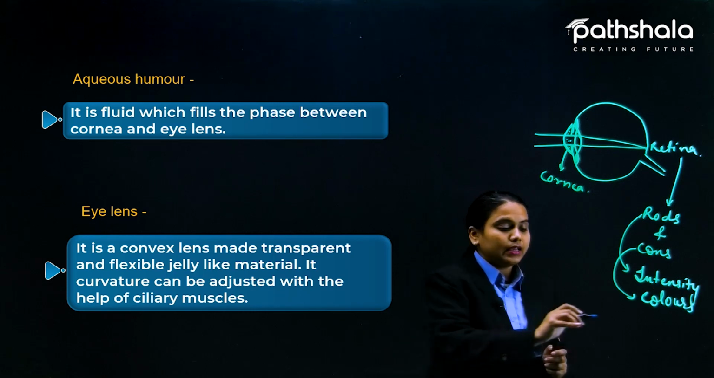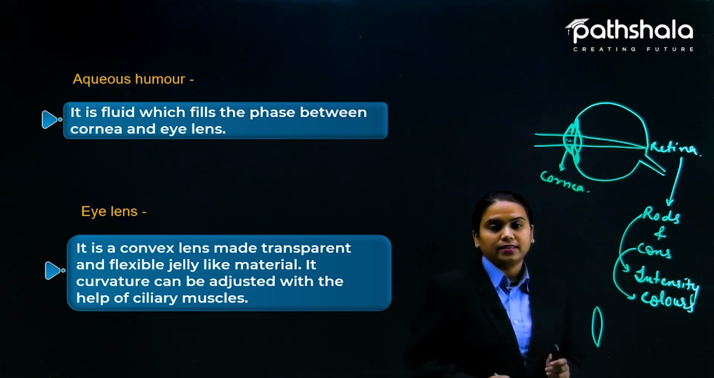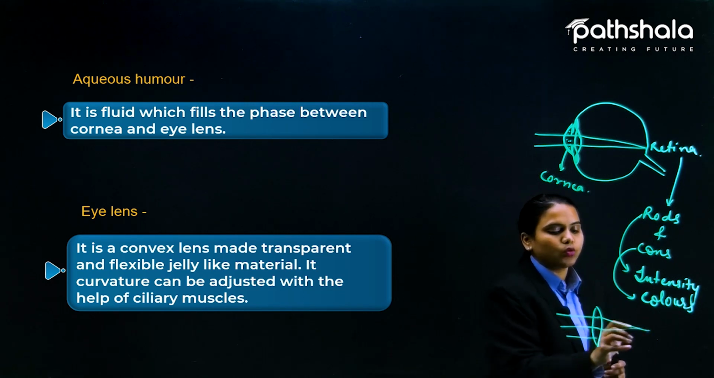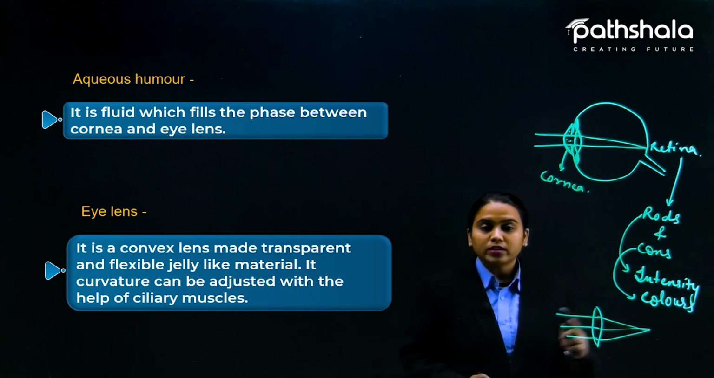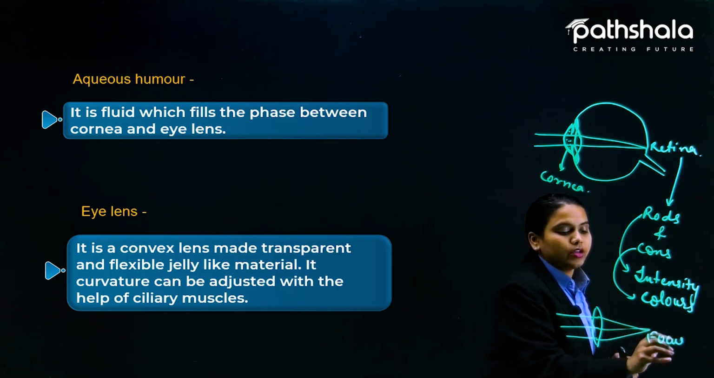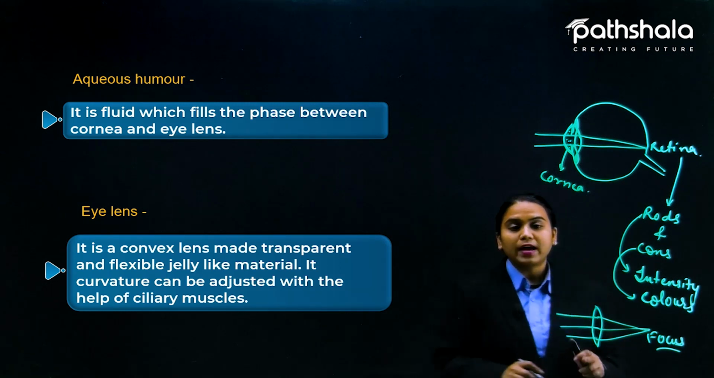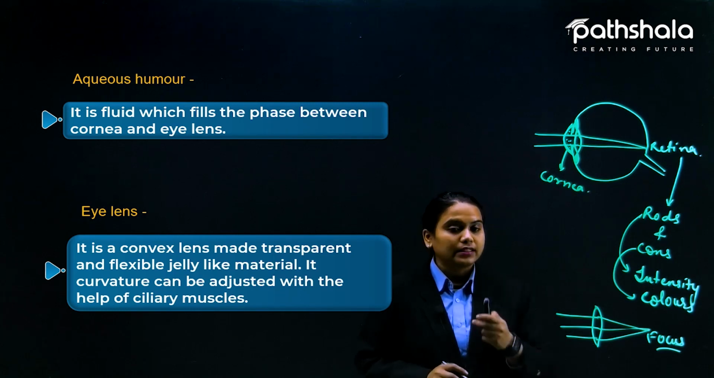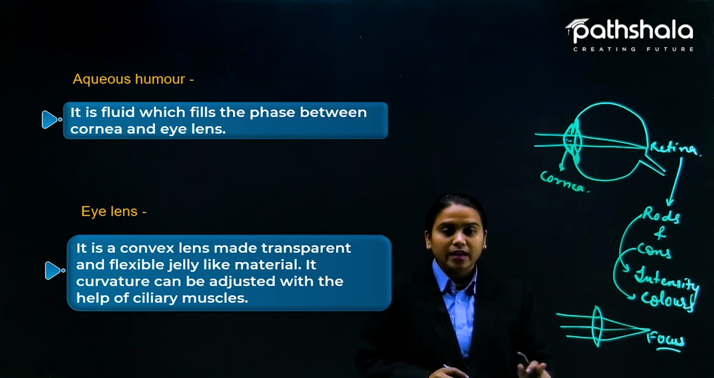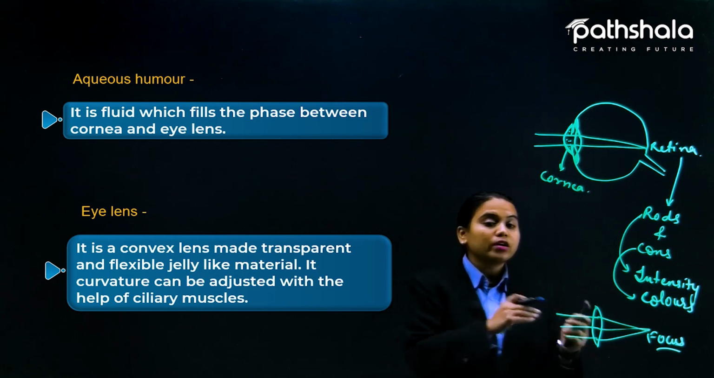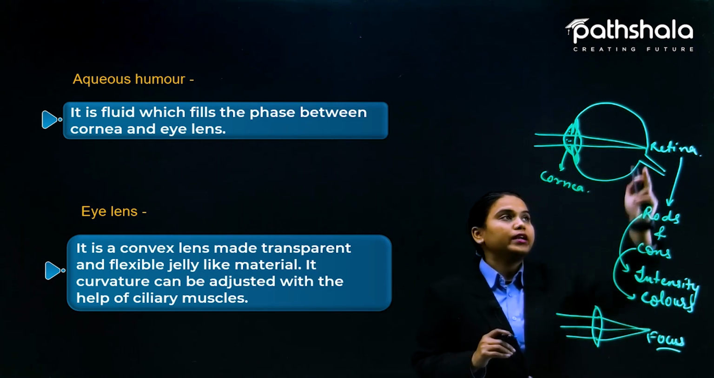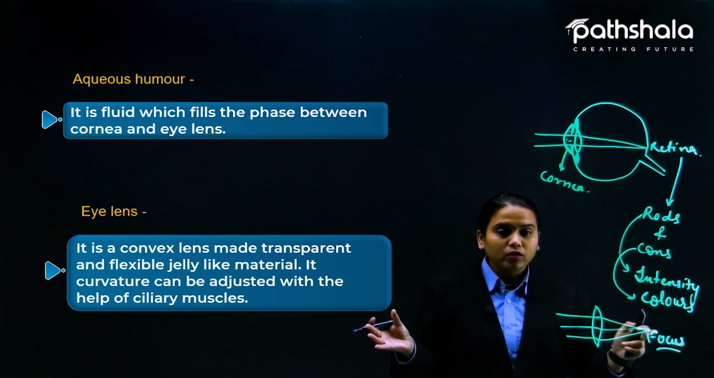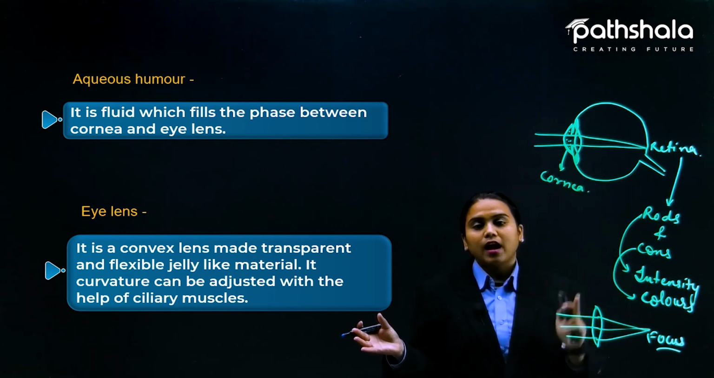You remember that in case of a convex lens, all the light that is coming parallel is focusing at one point, and that is known as the focus. Here this convex lens is working as the crystalline lens, or we can say the eye lens, and the light rays coming in are focused at a point. Here the focus point is at the retina. That is why we have seen the retina is at the focus and this one is the eye lens.